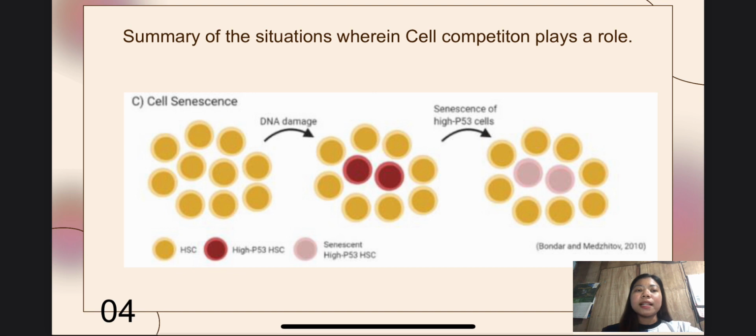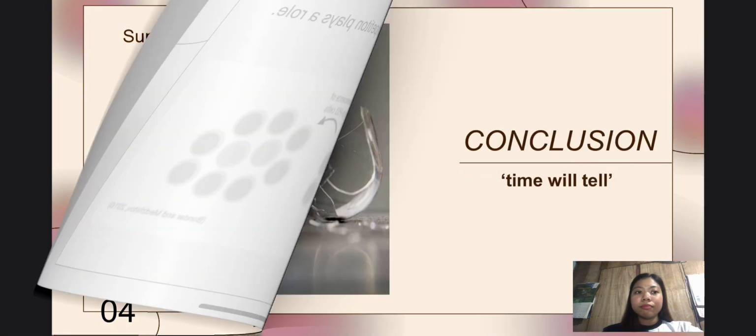Then for the cell senescence, DNA damage, either by irradiation or aging, increases the level of p53 in hematopoietic stem cells, represented in red. HSCs with high level of p53 are outcompeted by lower p53 HSCs, which are the yellow, and enter in senescence, which are the pale red.